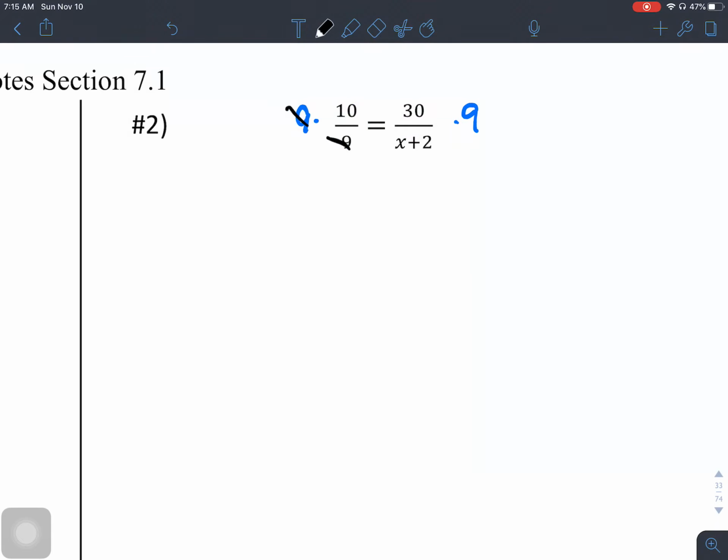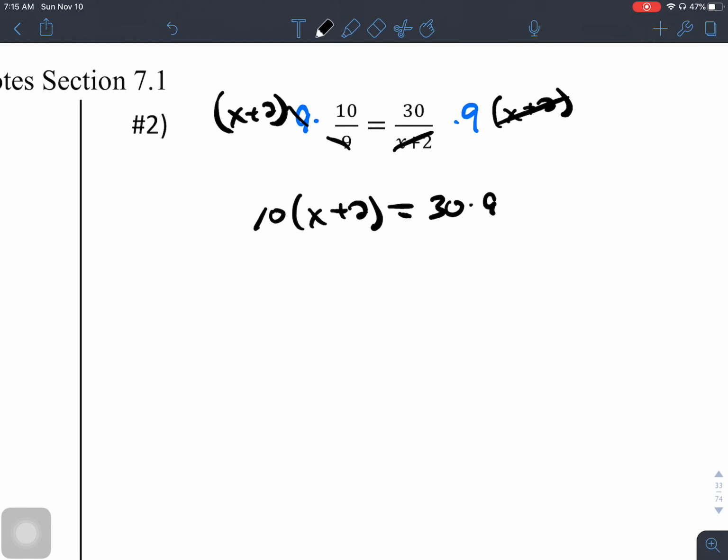I've got a problem on the right. I have a fraction. The denominator is an x plus 2. I'm going to multiply each term, there are 2 terms, by x plus 2. That cancels the x plus 2 on the right. So what are we left with? On the left, we have a 10 times an x plus 2. On the right, we have a 30 times 9. If we simplify this and distribute, we get 10x plus 20. On the right, 30 times 9 is 270. If we subtract 20 from both sides, we get 10x is 250. And if we divide both sides by 10, we're going to get x is 25.